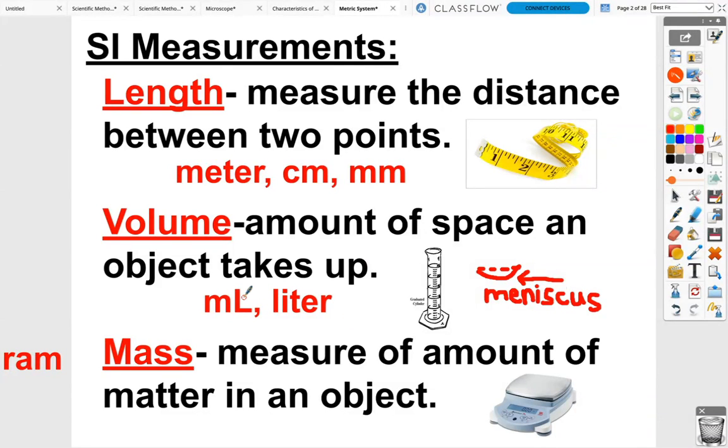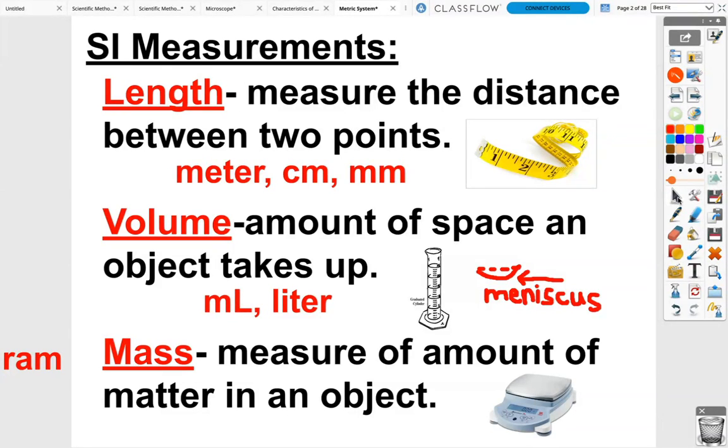But we typically use milliliters and liters to measure volume. And you'll remember a liter from things like a 2 liter bottle of Coke or something like that. But milliliters and liters are typically the most widely used form of measurement for volume. Of course, you can also calculate volume by water displacement. If you have an irregular object, you can put that object in water, and it's going to displace a certain amount of water. And then you can take the difference between the beginning volume and the ending volume, and then that will give you the volume of that object.